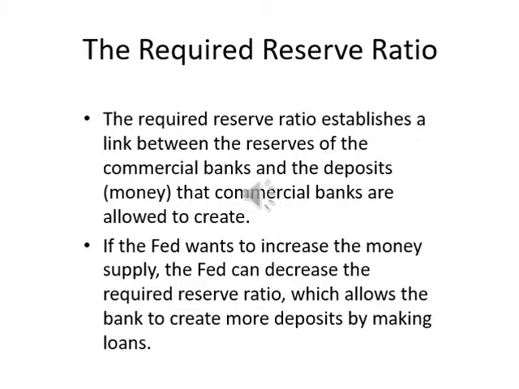The required reserve ratio. The required reserve ratio establishes a link between the reserves of the commercial banks and the deposits, money, that commercial banks are allowed to create. If the Fed wants to increase the money supply, the Fed can decrease the required reserve ratio, which allows the bank to create more deposits by making loans.